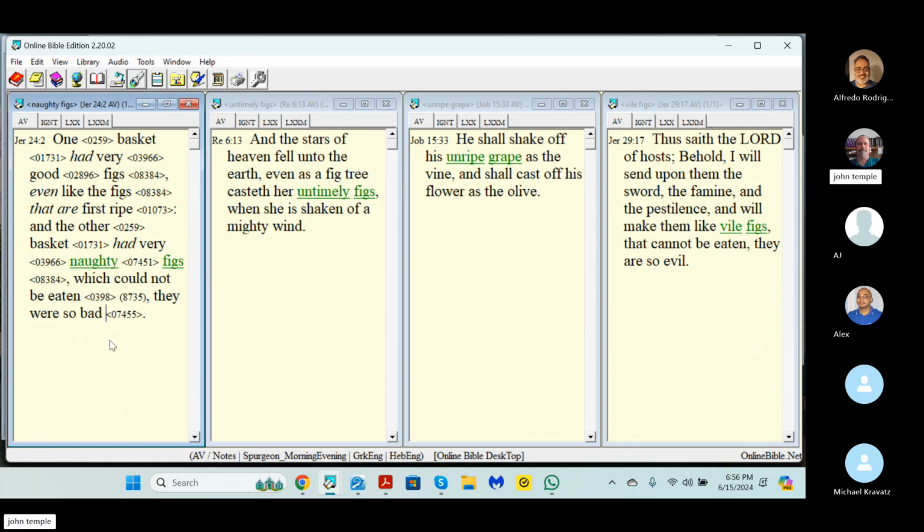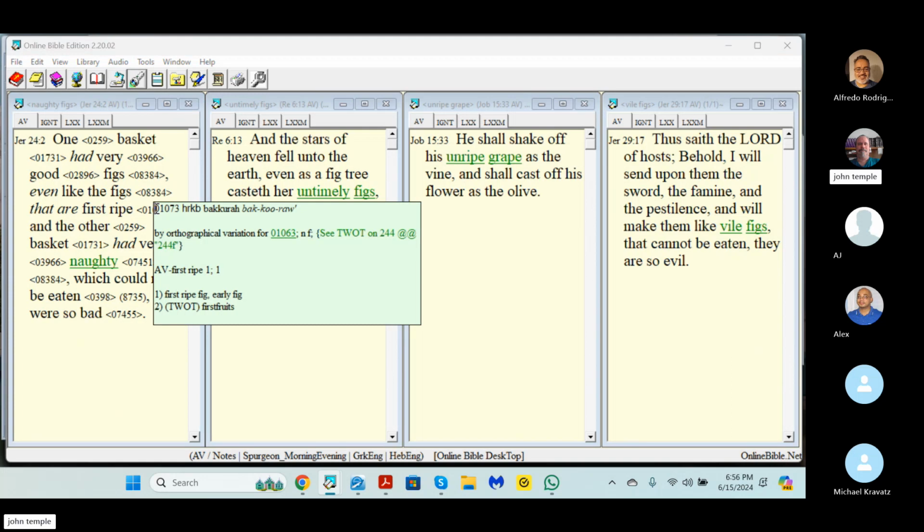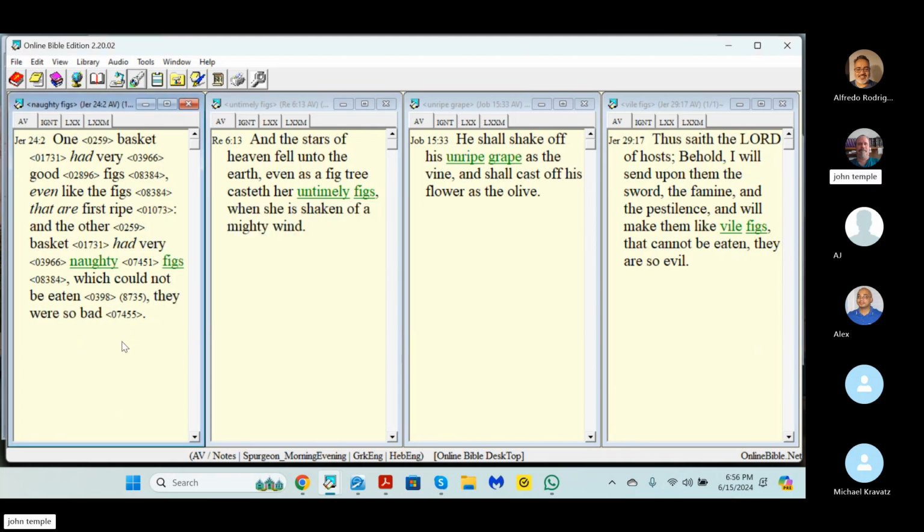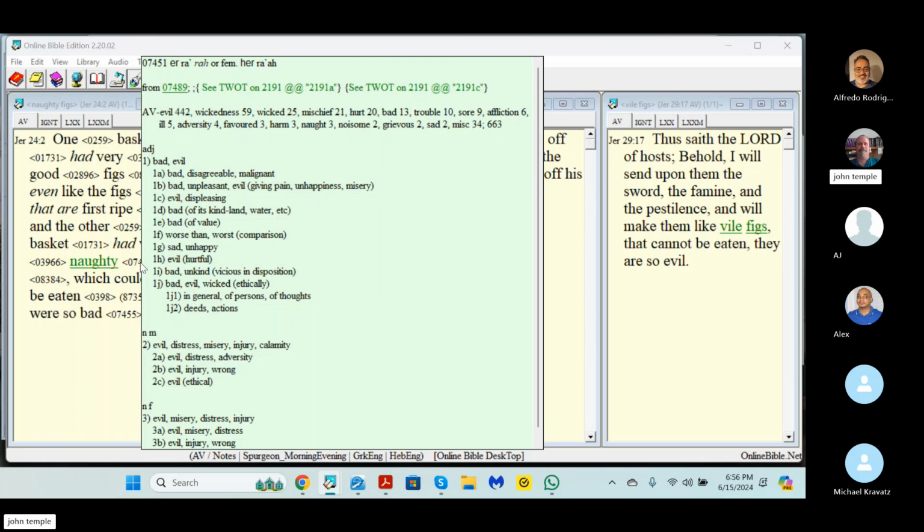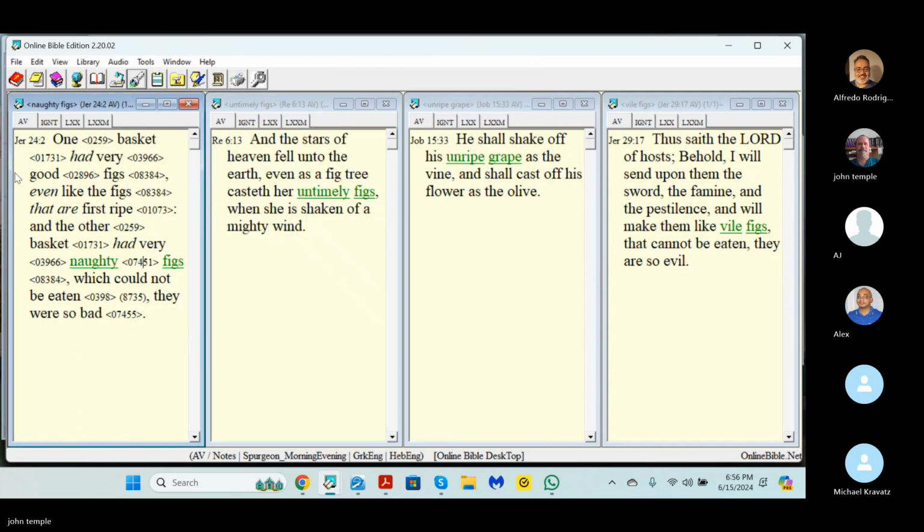So he's talking about one basket had very good figs, even like the figs that are first ripe. Bakara, first ripe. That's good stuff. And the other basket had very naughty figs, which could not be eaten, and they were so bad. So this is a parable that Jeremiah, and these naughty figs, what's that? That's evil, Ra, the naughty figs.